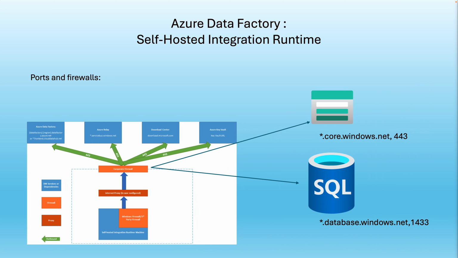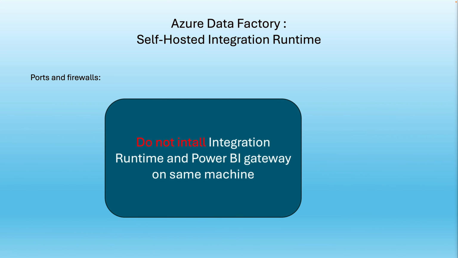Based on your source and sinks, you might need to allow additional domains and outbound ports in your corporate firewall to be open. For example, as you see, for storage account and Azure SQL database, we need to open 443 for their respective URLs. Remember, it is not right to install both integration runtime and Power BI gateway on the same machine, because integration runtime uses port 443, which is one of the main ports being used by Power BI gateway as well.